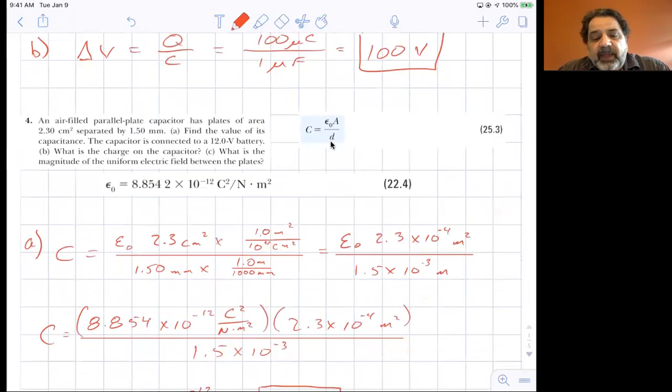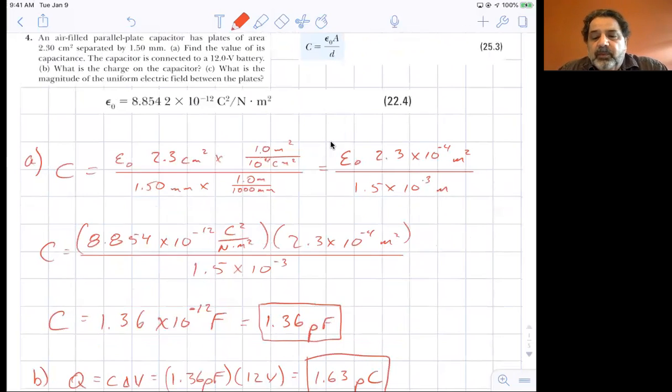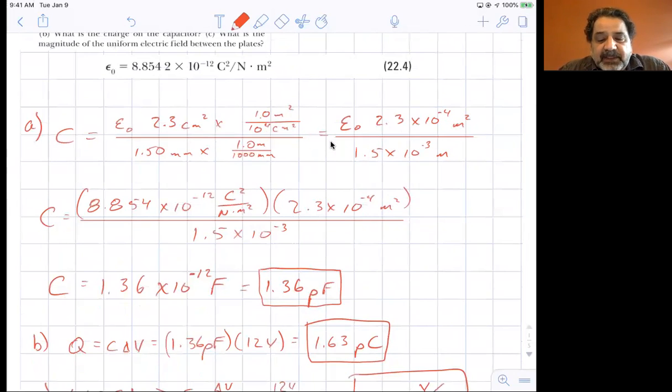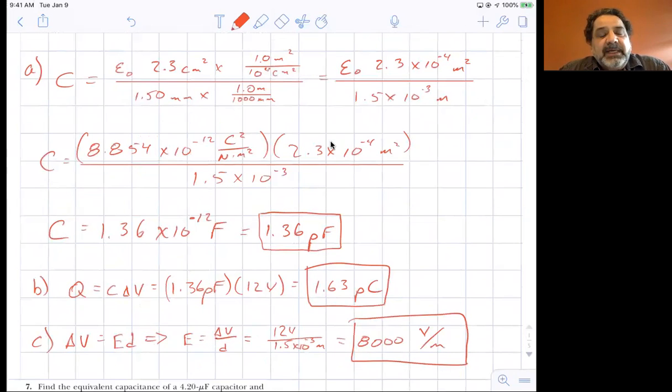So it's epsilon 0 times 2.3 times 10 to the minus 4 square meters divided by 1.5 times 10 to the minus 3 meters. So if you plug in the value, epsilon 0, 8.854 times 10 to the minus 12 Coulomb squared per Newton meter squared, times 2.3 times 10 to the minus 4 meters squared, divided by 1.5 times 10 to the minus 3, you'll end up with 1.36 times 10 to the minus 12 farads.